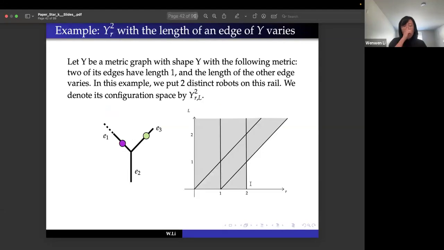Yeah, so let's go back to the toy example that we did earlier. This is the second configuration space with the Y-shaped graph. The parameters are R and L here, where L is the length of edge E1. On the right-hand side, those 4 lines I highlighted in black, every point along those 4 lines is a critical value.